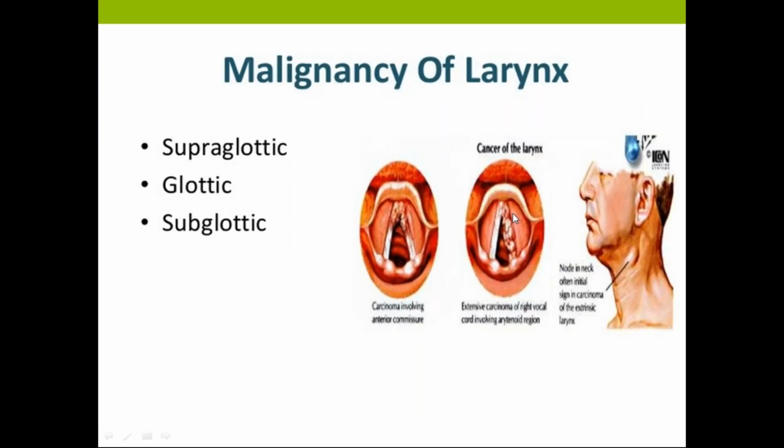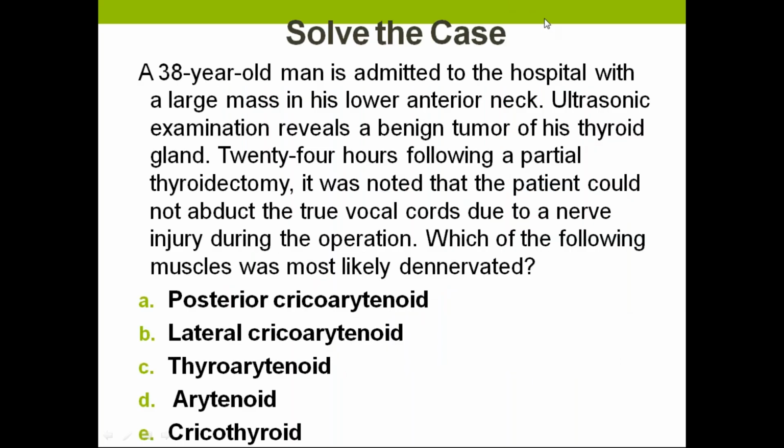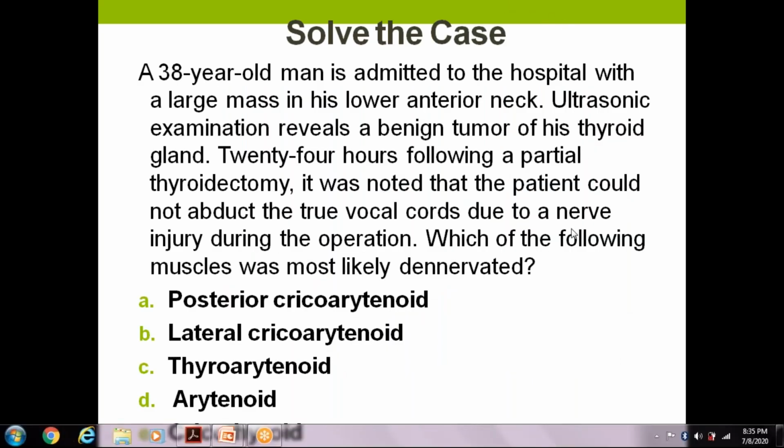Now, the next clinical anatomy topic is the malignancy of the larynx. It may be supraglottic, glottic, or subglottic. With this, I'll finish the class. If you have any doubt, you can clear it now.